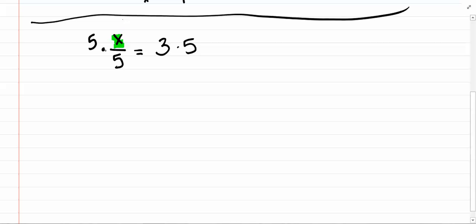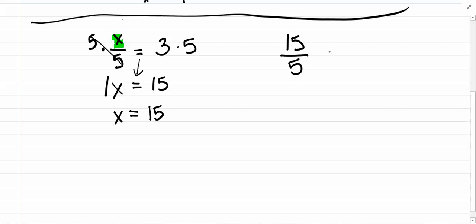So 5 over 5 here, that cancels out to be 1x. Bring down the equal sign. 3 times 5 is 15. So we have this understood 1 in front, so we're just going to get rid of it. And our final answer will be x equals 15. We can test it. We got 15. Instead of x, we wrote 15 divided by 5. Does in fact equal 3. So we're good.